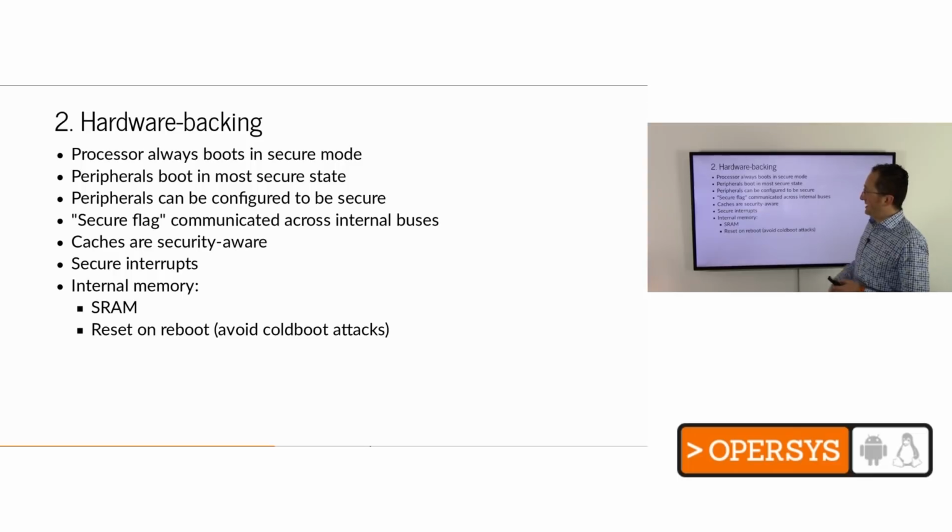Okay, so as I said, the TrustZone capability and the trusted execution environments have hardware backing. Without that, they are of no use, right? So the processors boot in secure mode, and the peripherals are going to be either secure or non-secure, depending on the kind of configuration that you're going to give them. And as I showed you earlier, there's a secure flag that is carried over on the internal buses of the SoC, and it will tell the peripheral whether this is coming from a secure party or not. And obviously the cache knows about this, and so on and so forth.